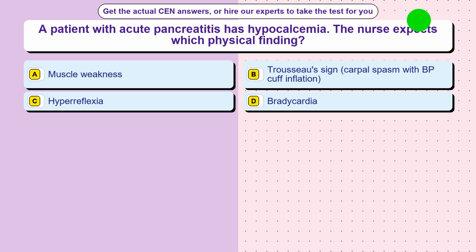Question 25. A patient with acute pancreatitis has hypocalcemia. The nurse expects which physical finding? Option A, muscle weakness. Option B, Trousseau's sign, carpal spasm with BP cuff inflation. Option C, hyperreflexia. Option D, bradycardia.